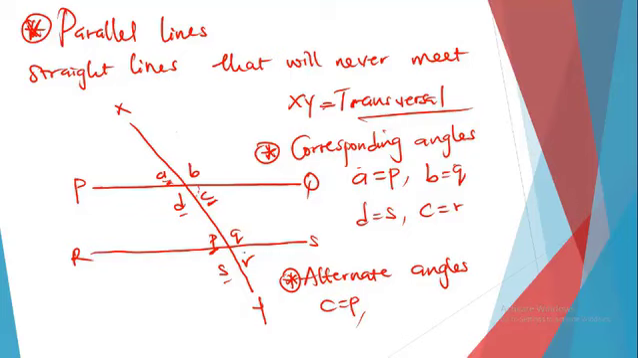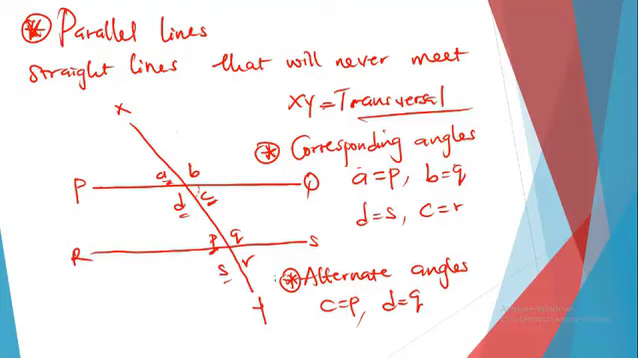Looking at it now, which other angles are alternate? Anybody? Okay, D and Q, that's correct. D is equal to Q. This angle and this angle are equal. So we call them alternate angles. Okay, let's go on.